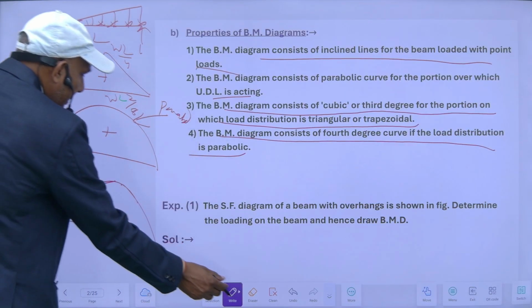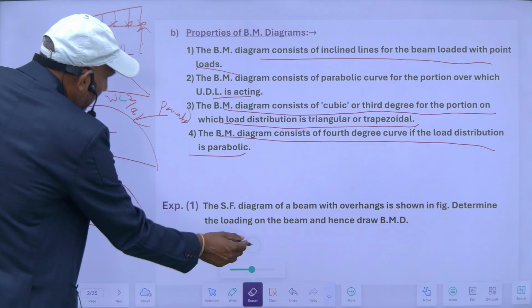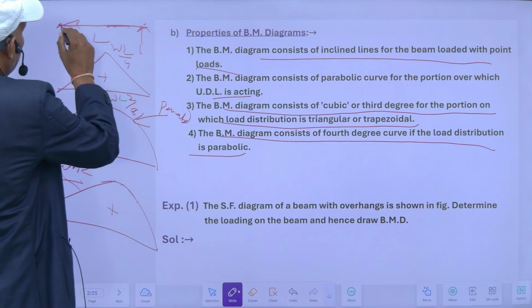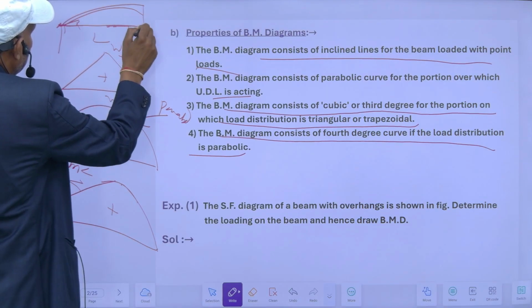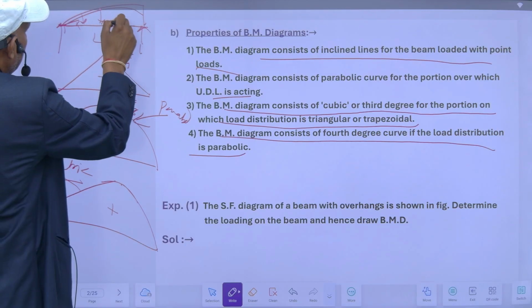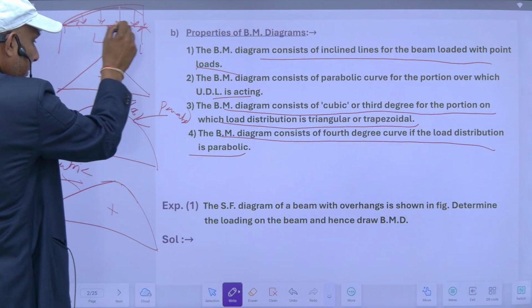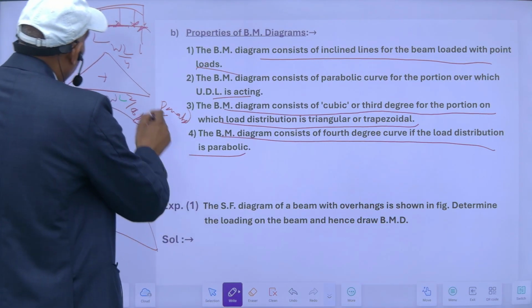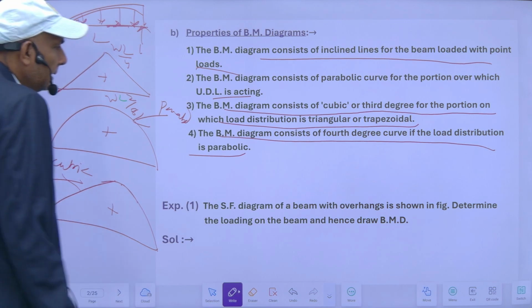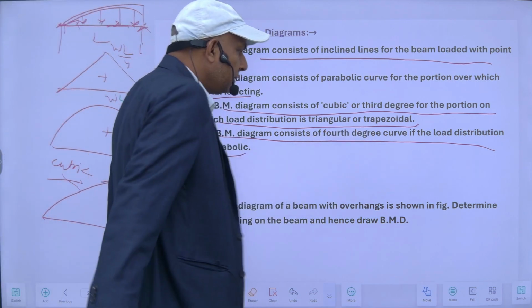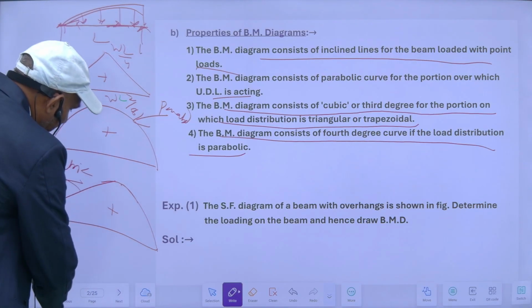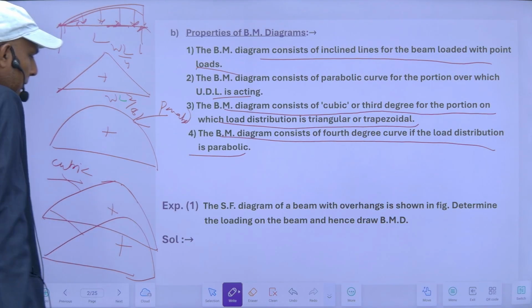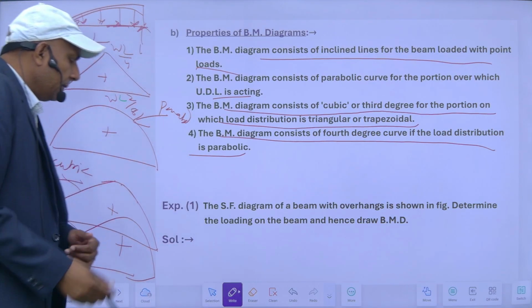Suppose if my loading here is parabolic, it is parabolic like this. So in this case, my bending moment diagram will consist of 4 degree curve. So it will be a 4 degree curve.